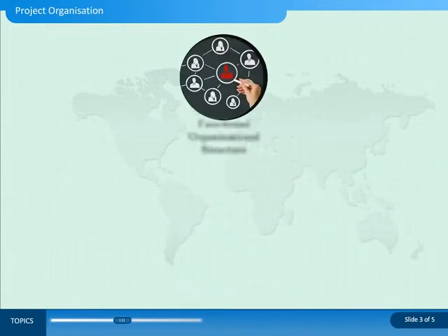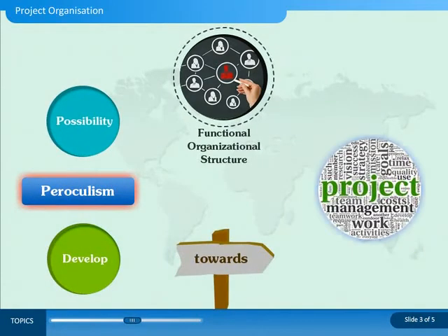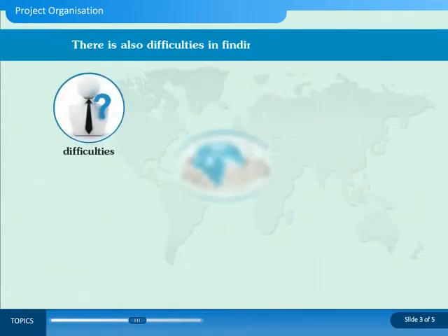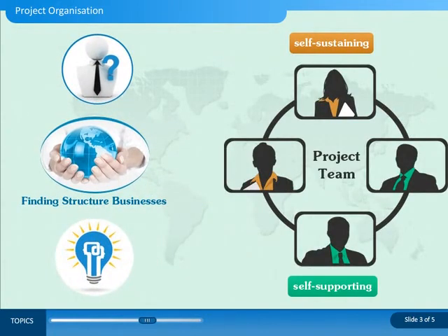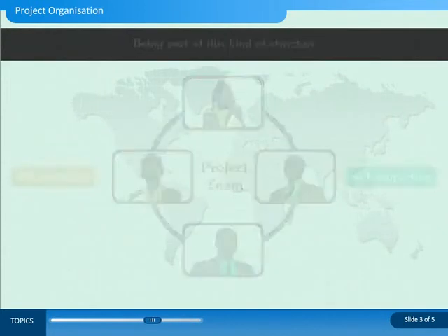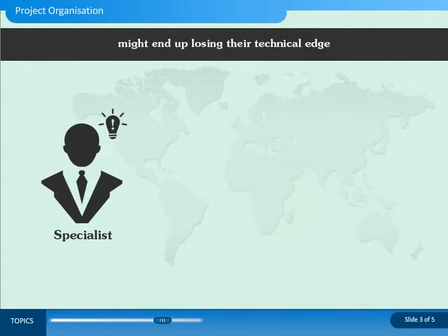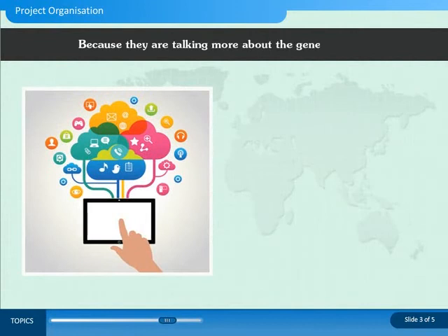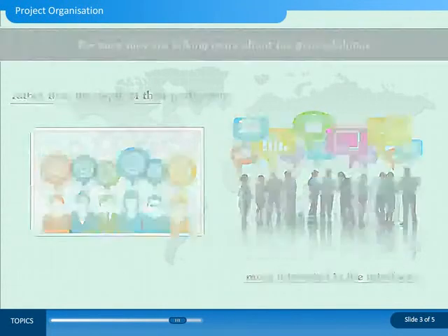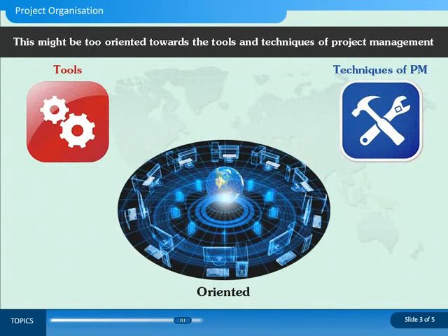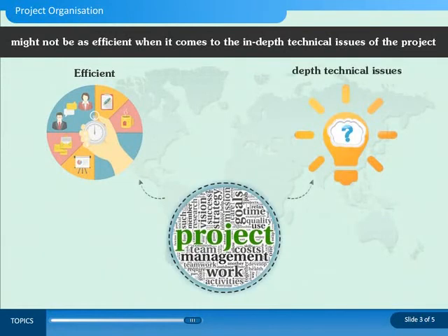However, just like functional project structures, there's a possibility that we might develop some sort of parochialism towards the project or for the project. There are also difficulties in finding structured businesses with adequate depth of knowledge to have a self-sustaining and self-supporting project team. Being part of this kind of structure for too long might mean that the specialists who've come from different specialized disciplines might end up losing their technical edge because they are talking more about the general things and more interested in the interfaces rather than the depth of their professions. This might be too oriented towards the tools and techniques of project management and might not be as efficient when it comes to the in-depth technical issues of the project.